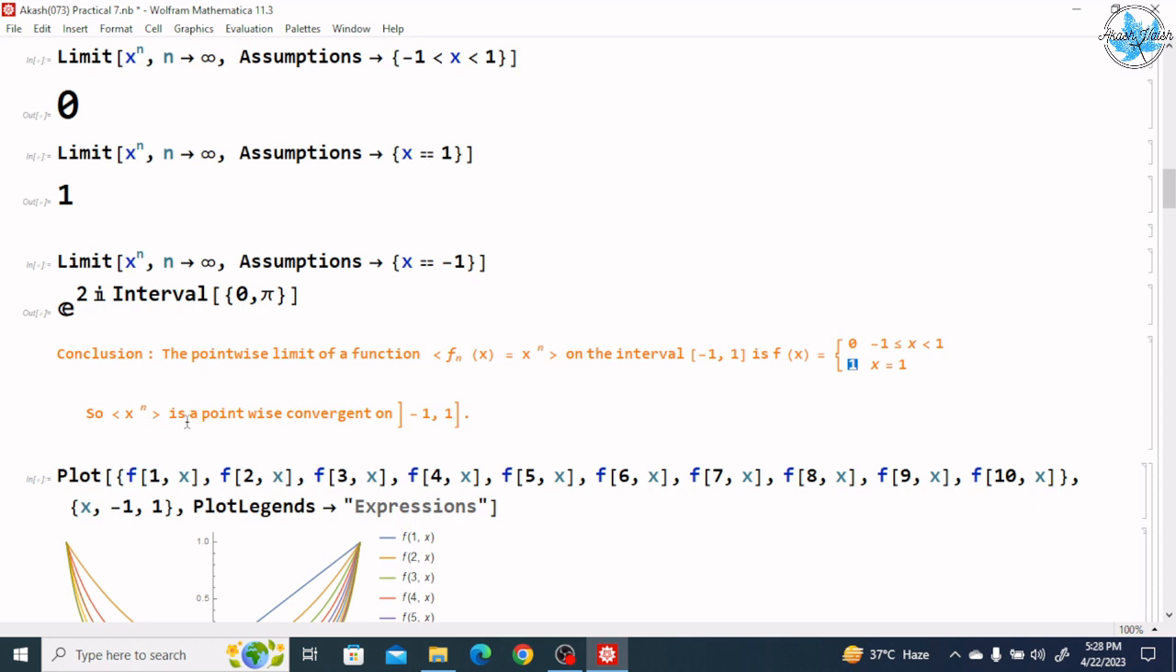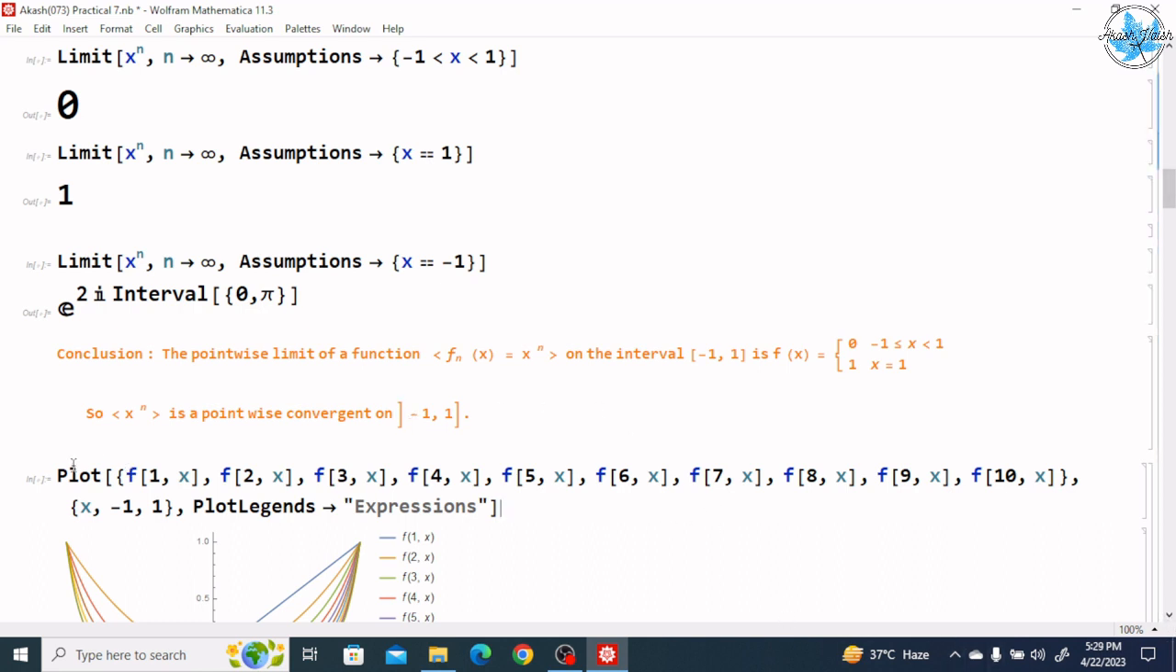And so x to the power n is pointwise convergent on the interval (-1, 1], open at -1 and closed at 1. Why did I put the open interval sign on the left-hand side of the -1? Because at -1 it is not convergent. It is not pointwise convergent, so that's why I have written this form.